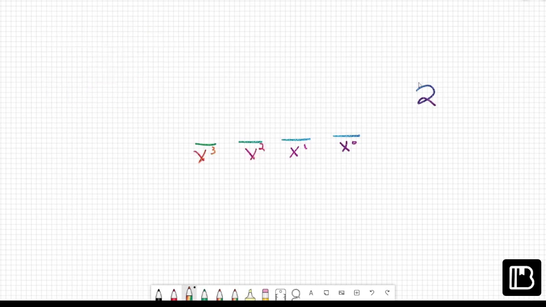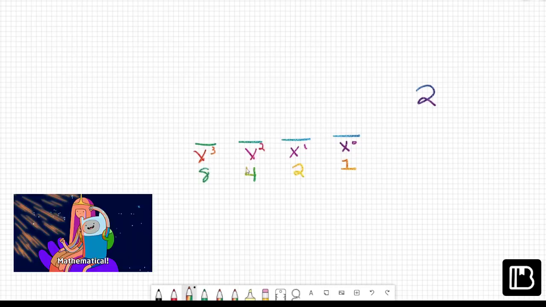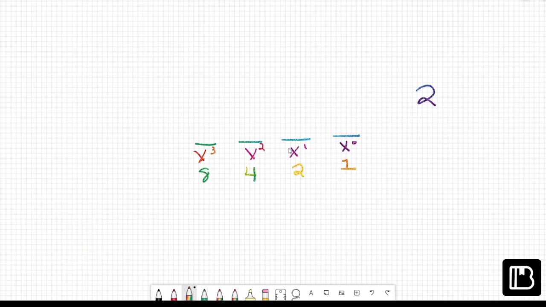And we take this base 2 and go through the same process. Well, we know 2 to the power of 0 is going to be 1. 2 to the power of 1 is going to be itself, 2. 2 to the power of 2 is 2 times 2, which is 4. And 2 to the power of 3 is going to be 2 times 2, which is 4, times 2, which is 8. So this becomes kind of a go-to for me.